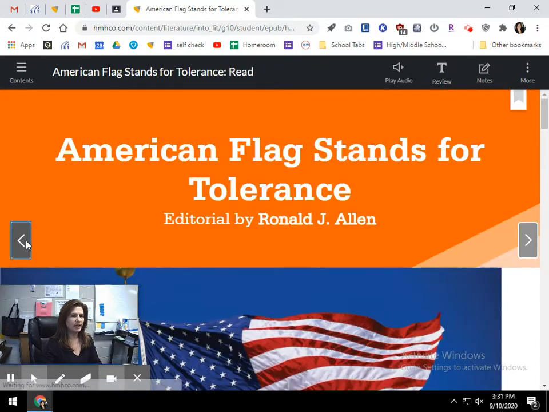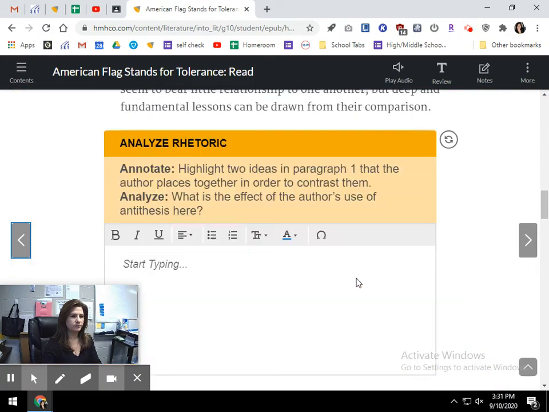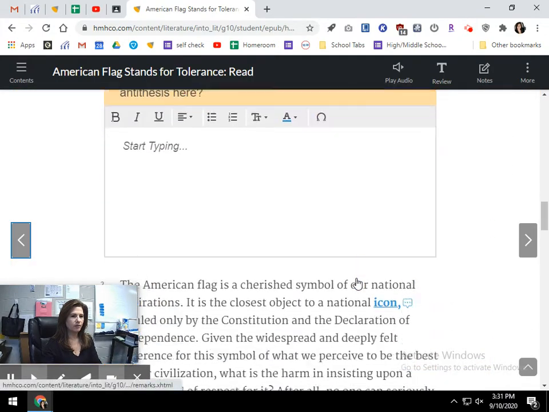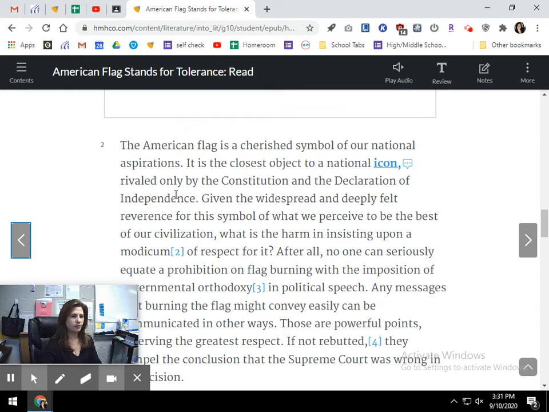So I'm going to go back to paragraph 2. Here's paragraph 1, here's paragraph 2. I'm going to highlight words that indicate feelings. This is how you analyze an author's tone, which is the author's attitude towards what he or she is writing about. He's writing about the American flag. So which words invoke a feeling in you?